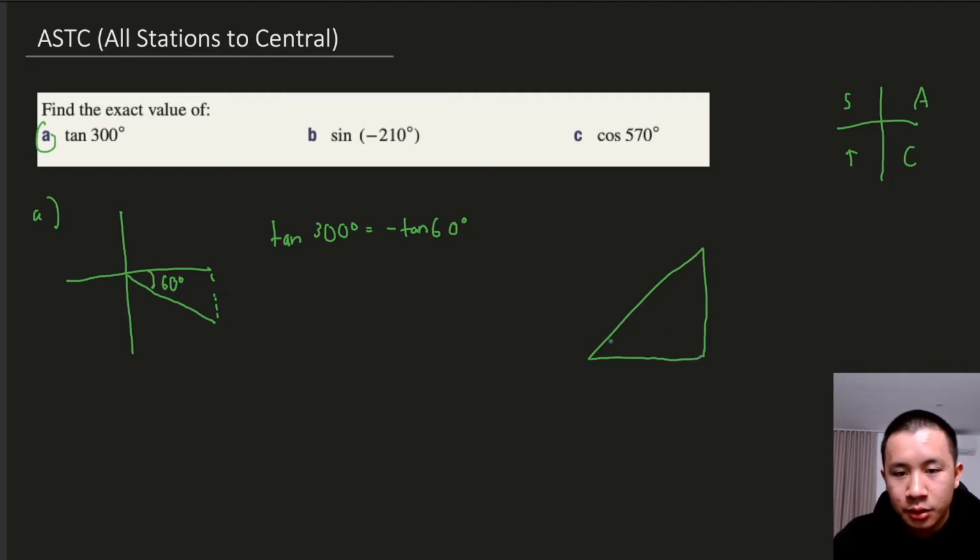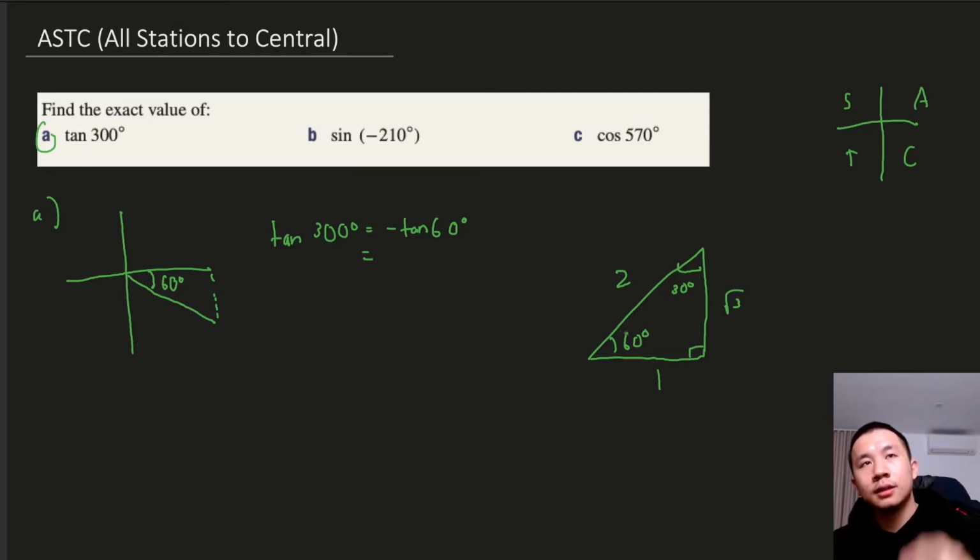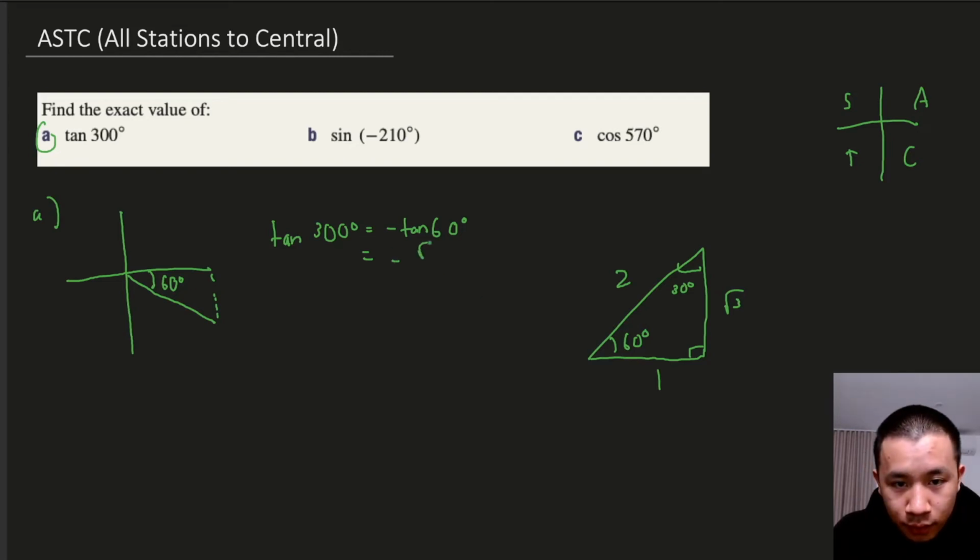So the special triangles, which you should memorize, 60 degrees, 30 degrees. This side should be root 3, this side should be 1, and this side should be 2. And so I just had to find what tan 60 is here. Tan 60 is opposite over adjacent, so root 3 over 1. So this would be negative root 3 over 1, which is equal to negative root 3.